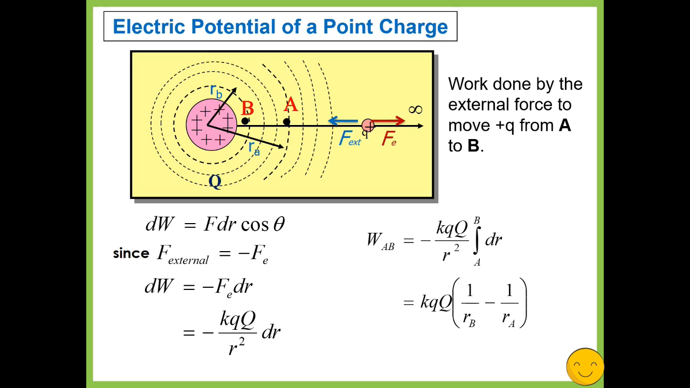Now we want to deduce the equation for electric potential at a point charge. The basic equation, please recall, is V equal to work done, or the electric potential energy, per unit charge. So to get the equation for electric potential, we have to know the work done. Here is how we deduce the term for the work done by the external force if we want to bring a test charge from point A to point B. It undergoes the process of integration from point A to point B.